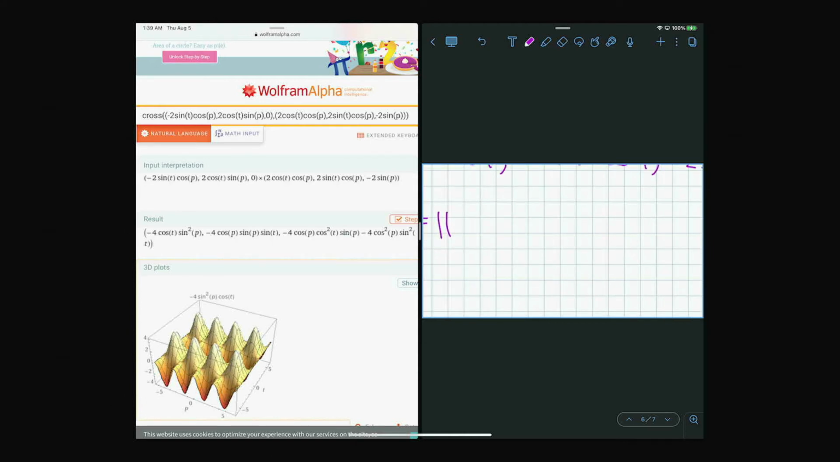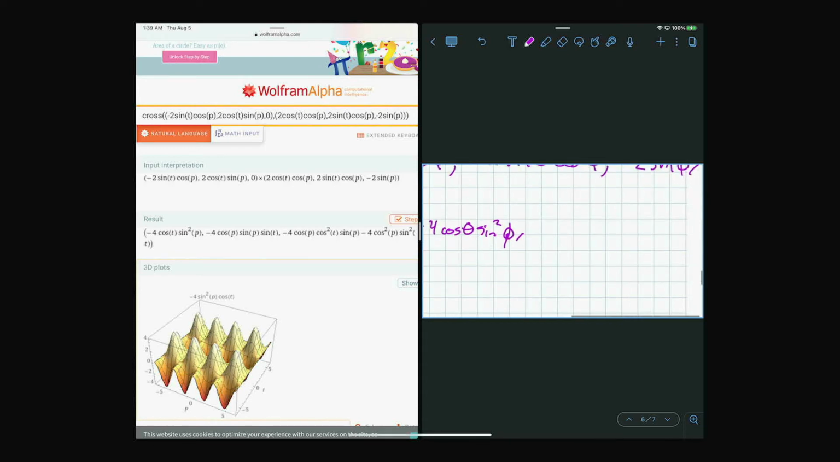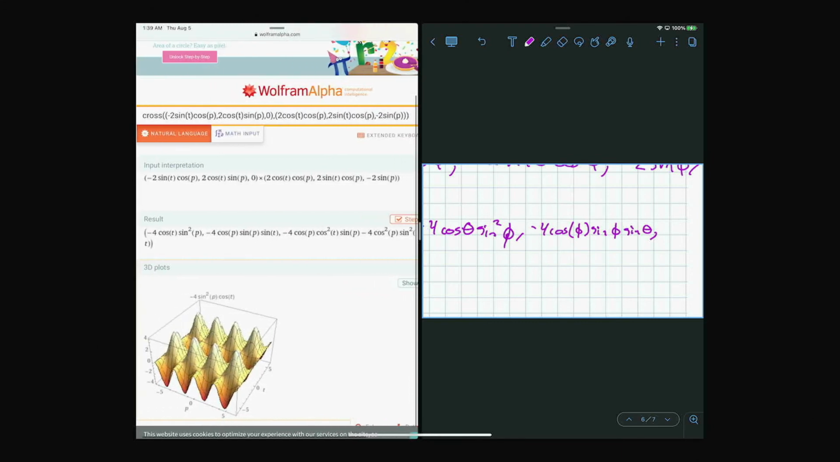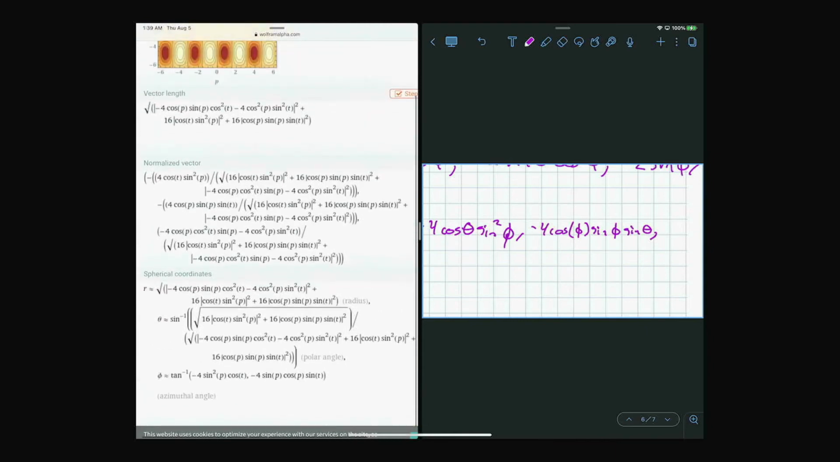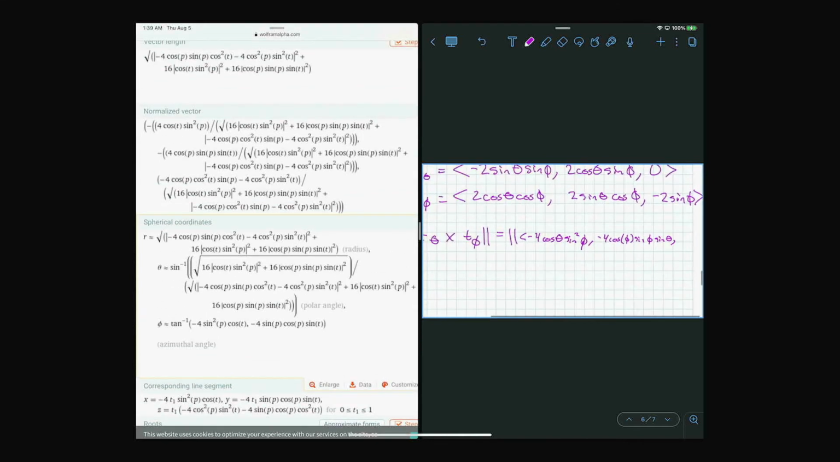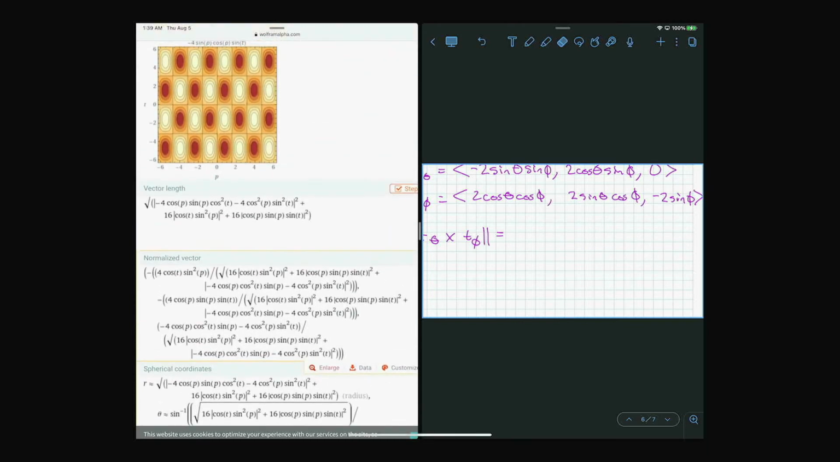Okay. So what you get here is -4 cosine theta, remember, sine squared phi, comma, -4 cosine phi sine phi sine theta, and then my last component, which they didn't simplify, but can be simplified. Let me scroll. I should have just done that. You know what? This is going to be too long to write here. I don't want to write that all out. I'm going to do vector length. Vector length right here.